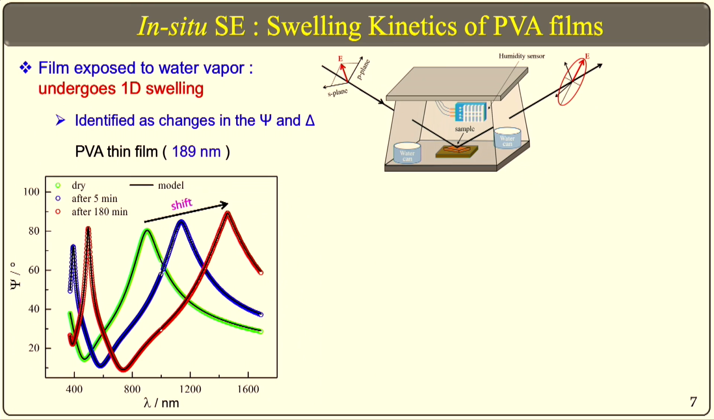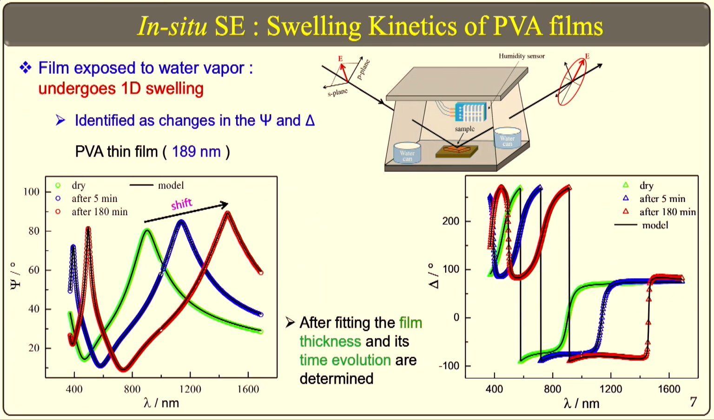So when water diffuses in, the overall refractive index of the system goes down, which can be identified by the shift of this psi peak towards longer wavelength. In complement, we also have the delta parameter, which is basically the phase shift of the S and the P polarized components of the electric field. Its shift towards longer wavelength indicates that the film is becoming thicker and thicker, and we can fit these two parameters to obtain the polymer film thickness evolution.